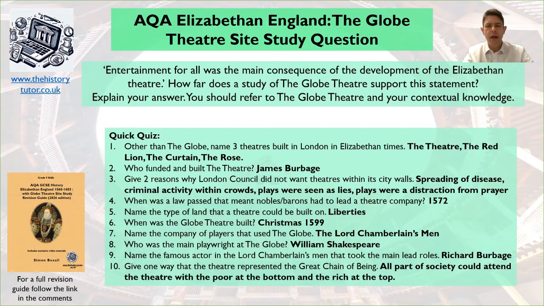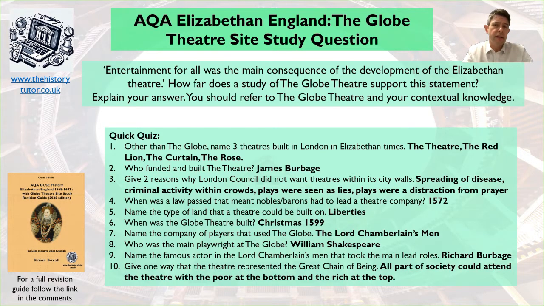So what was the law, and when was the law passed, that meant nobles and barons had to lead a theatre company? In 1572, a law was passed that barons had to lead the theatre company, and this was obviously about the problems above: disease, conspiracy and crime. If a baron or a lord was leading a theatre company, then it could help control some of those problems. Name the type of land that a theatre could be built on.